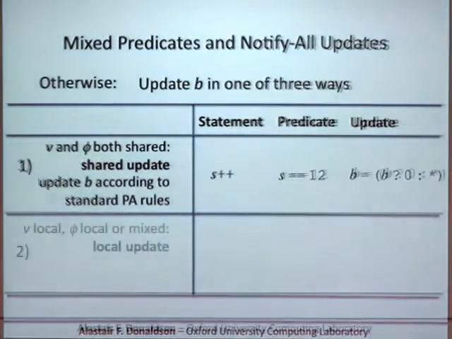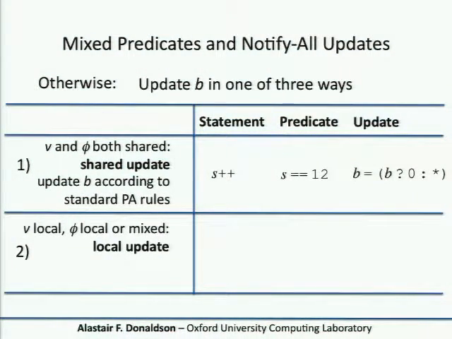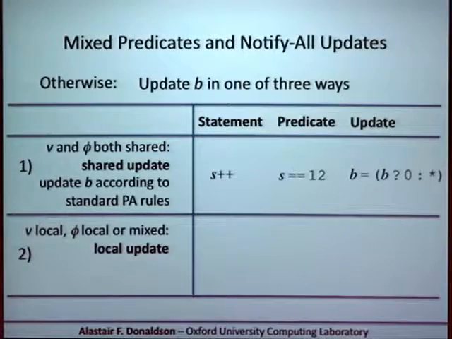Let's suppose that v is local and phi is either local or mixed. So v is a variable local to a thread, and phi is a predicate that either is just over local variables or over a combination of variables. And we know v occurs in this predicate phi. Then it's sufficient just to update the predicate for the thread that executed the update, because we've changed the truth of the predicate for that thread, but we clearly haven't changed the truth of the predicate for other threads, because we didn't do a shared update.